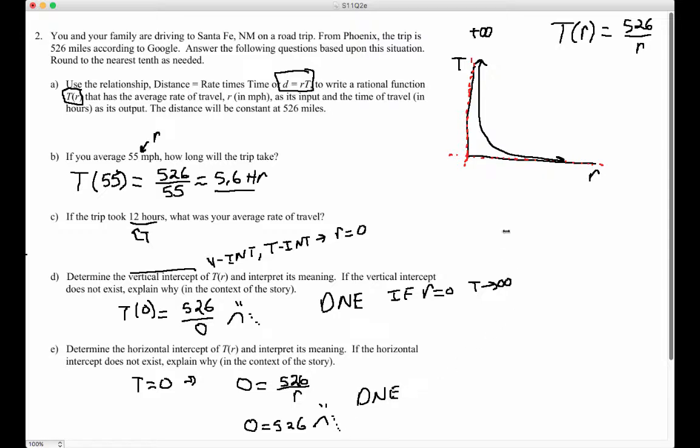So let's think about it in practicality terms, okay? Notice as r gets bigger, t gets smaller. The time to get from Phoenix to Santa Fe goes smaller and smaller the faster you go. So as r goes towards the speed of light, the time to get from Phoenix to Santa Fe starts approaching 0. Again, that doesn't make much sense. You can't instantaneously move from Santa Fe to Phoenix or Phoenix to Santa Fe.